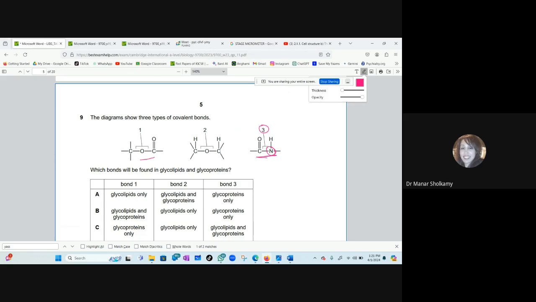Where is it found? Come on. When the carbon and the nitrogen are bonded, where is it found? Proteins. Yes, so this is which type of bond? What's the name of this bond? Peptide. Yes, peptide.